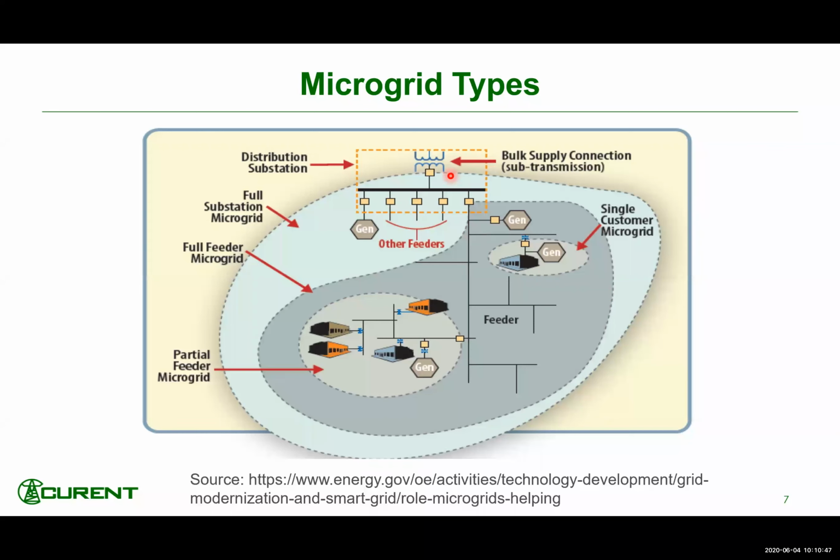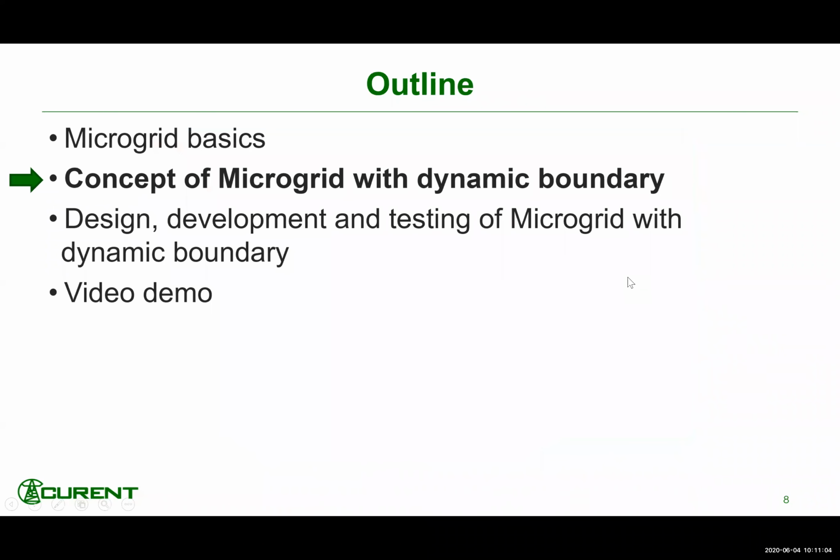If it's able to serve the entire feeder, we call it the full feeder microgrid. And if it's a larger service area, able to cover the full substation, we call it full substation microgrid. So this would be the basic idea or definition of microgrid. So the next topic would be the concept of microgrid with dynamic boundary.